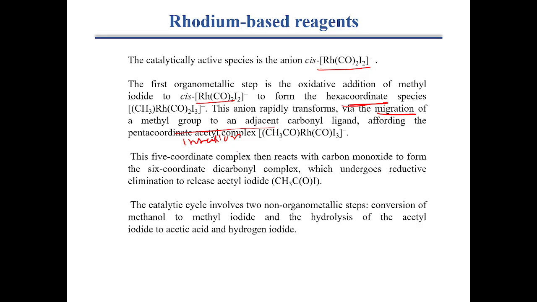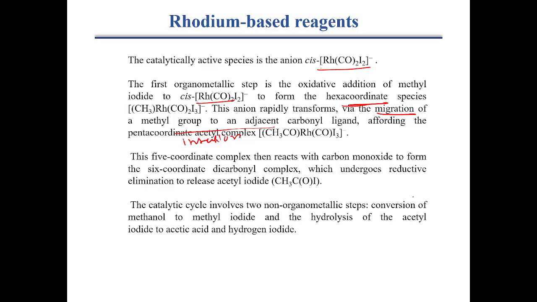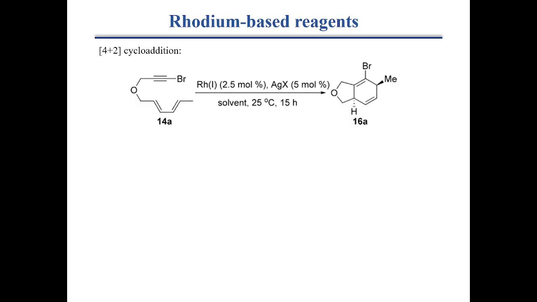The 5-coordinated complex then reacts with carbon monoxide. The pentacoordinated compound reacts with the carbon monoxide to form the hexacoordinated compound, and after that, release of acetyl iodide gives the acetic acid product and HI.